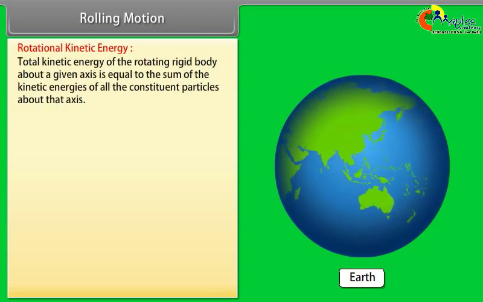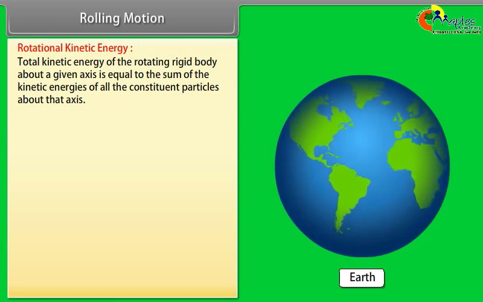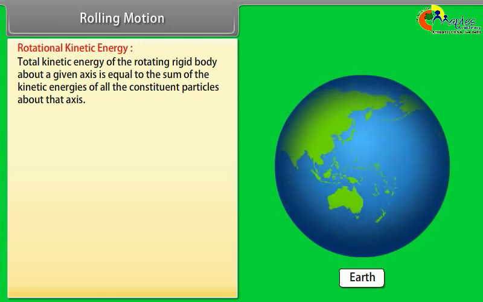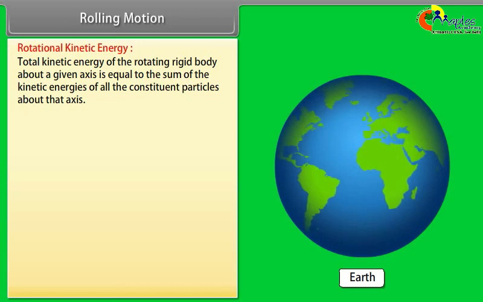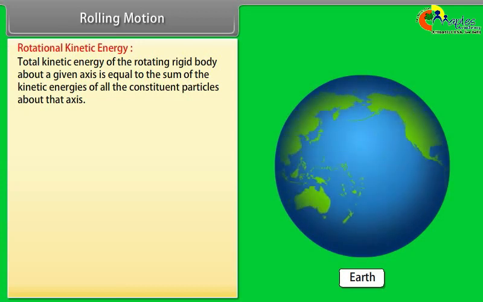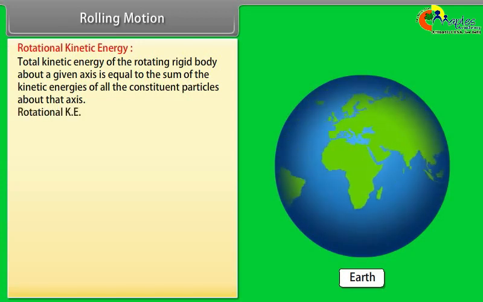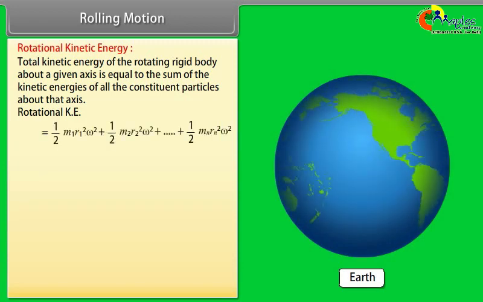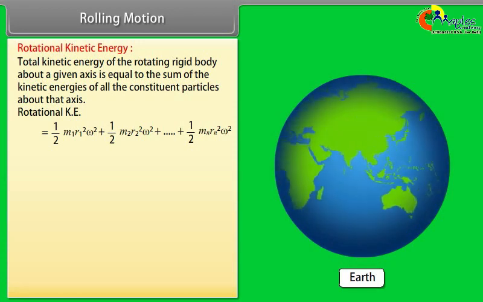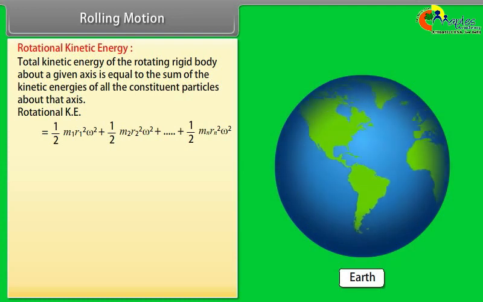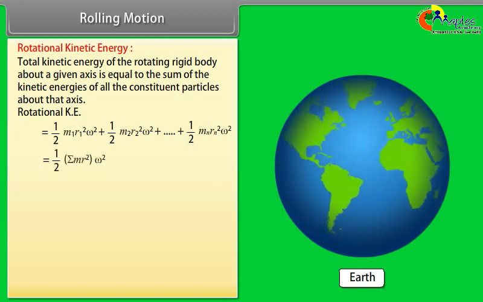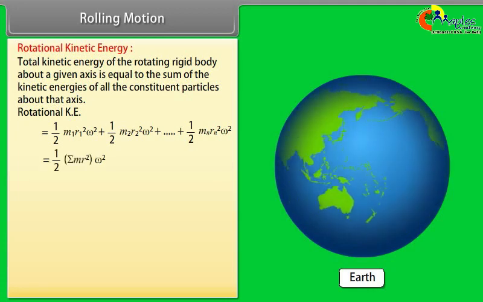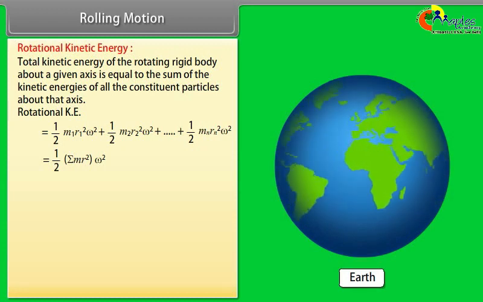The total kinetic energy of the rotating rigid body about a given axis is equal to the sum of the kinetic energies of all the constituent particles about that axis. Rotational kinetic energy is equal to half m1 r1 square omega square plus half m2 r2 square omega square plus so on till half mn rn square omega square. On summarizing this equation, we get rotational kinetic energy is equal to half the summation of the product of m and r square multiplied by omega square.